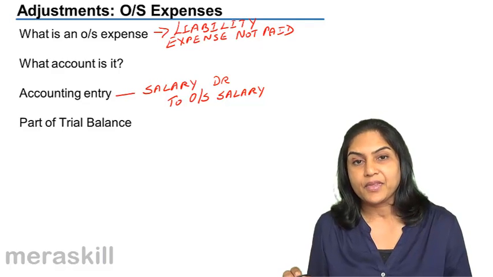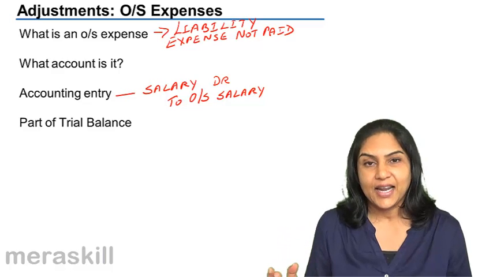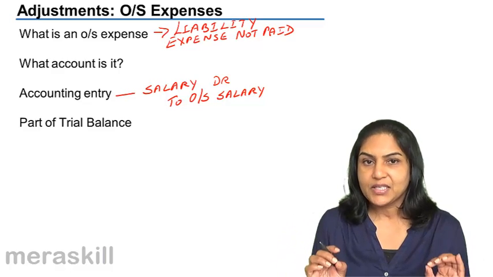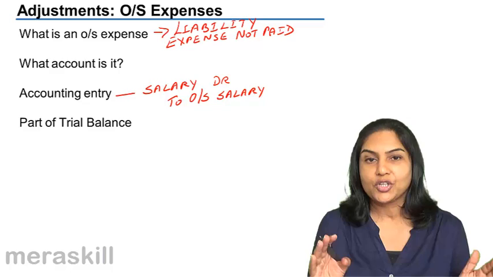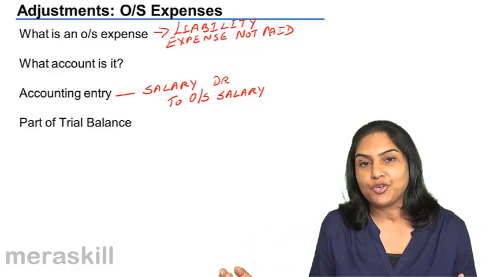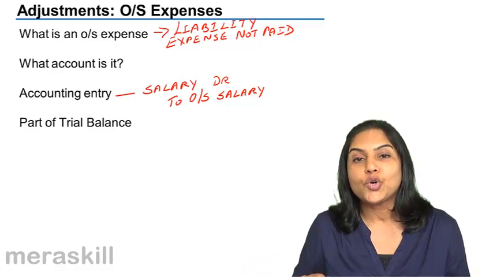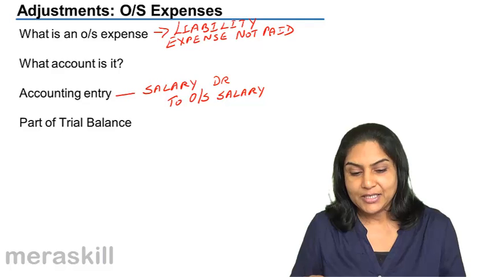That is the accounting treatment. Increase expense, create a liability. When expenses are due at the end of the year, what are the two sides? There is an expense account and there is a liability to pay the expense. So the entry is expense debit to outstanding expense.